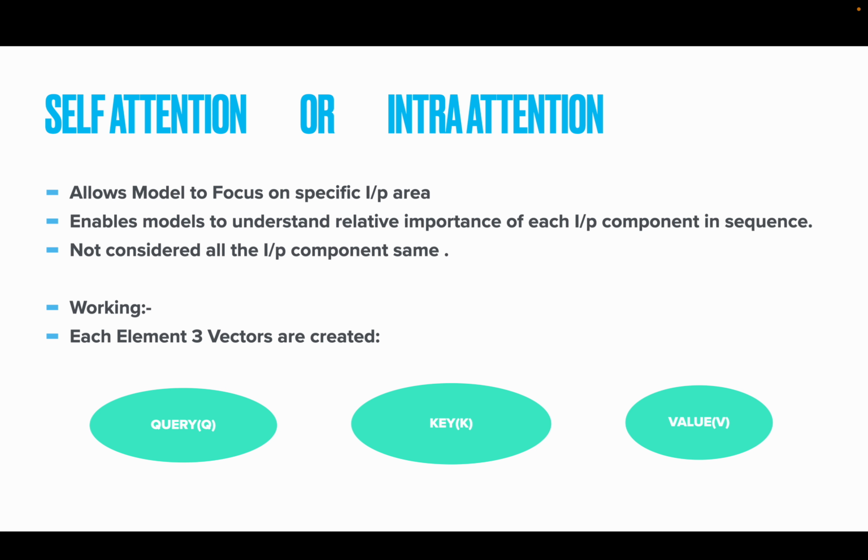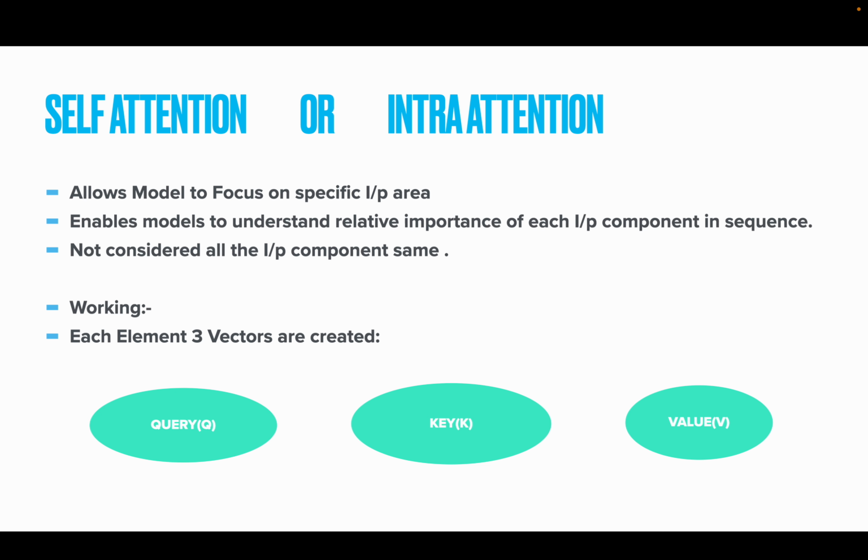Now within that attention layer, the first type of attention is self-attention or intra-attention. It allows the model to focus on a specific input area. It does not focus on the entire area. This model is specifically focused on one particular area.